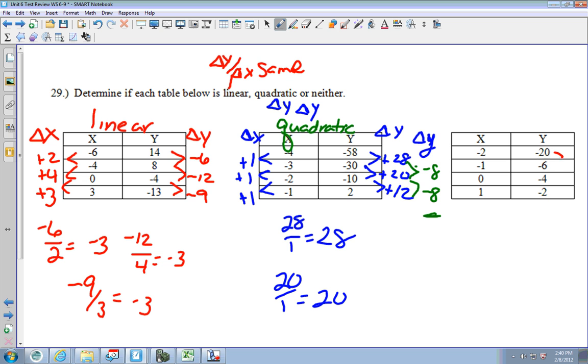Next one, plus 14, plus 2, plus 2. Delta x, plus 1, plus 1, plus 1. Delta y over delta x, 4 over 1 is 4. 2 over 1 is 2. Well, it's not linear. And if you do the deltas again, this is minus 2 and this is plus 0. That doesn't work, so this is neither.